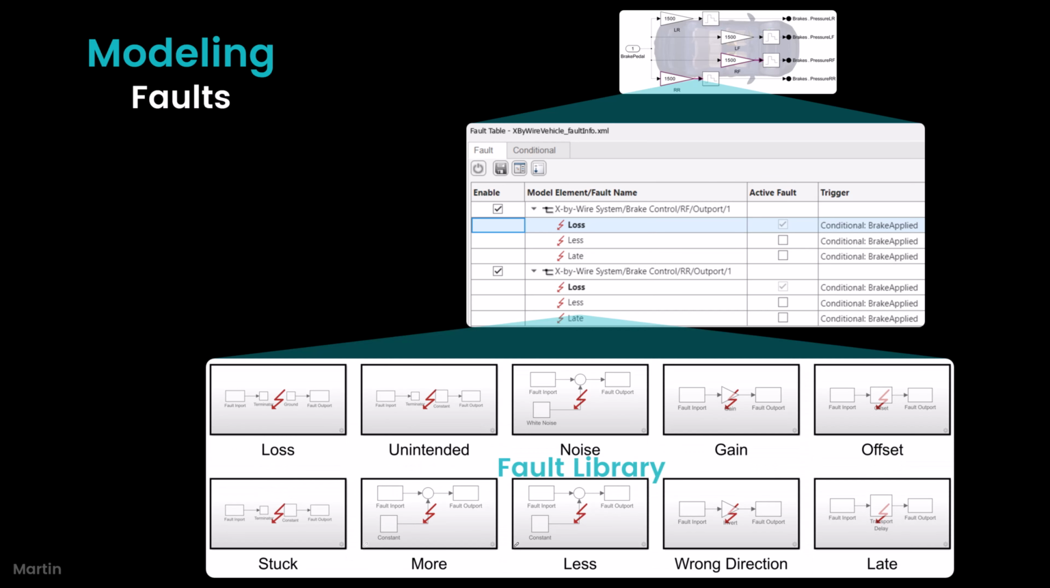It supports various fault types, such as loss of function, complete or partial signal or component failure, unintended command, unexpected activations, noise, random perturbations, gain, incorrect scaling, and offset, fixed bias. The table lets you specify the affected components, fault timing, duration, and magnitude, and easily configure single or multiple concurrent faults. By centralizing fault definitions and managing their injection, the fault table enables repeatable simulations, facilitates tracing how faults propagate through the system, and helps identify potential safety or performance impacts.